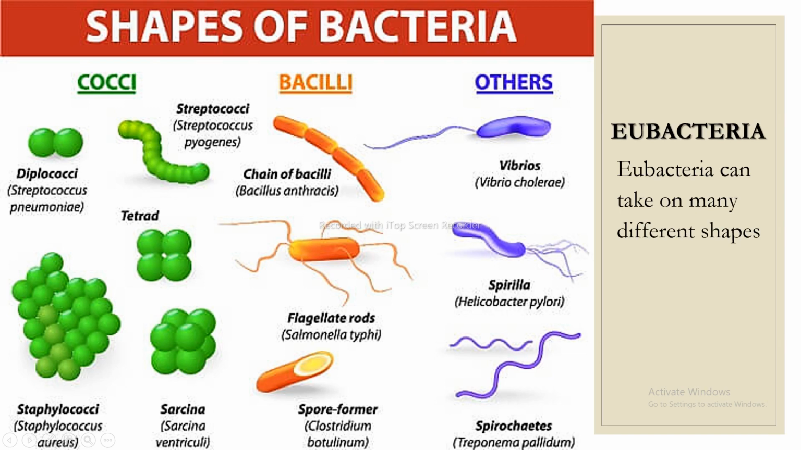Cocci has many different shapes like the diplococci. Diplococci is also known as the Streptococcus pneumoniae. This is the example of the diplococci. And the next is the tetrad. This is the tetrad shape. And the next is the staphylococci. And the example is the Staphylococcus aureus. And the next is the Sarcina. And the example is the Sarcina ventriculi.